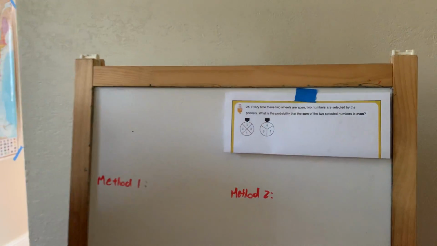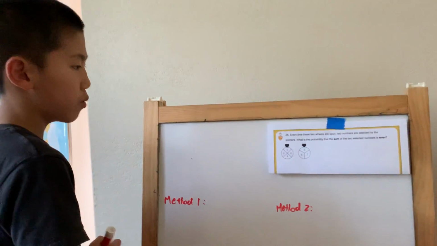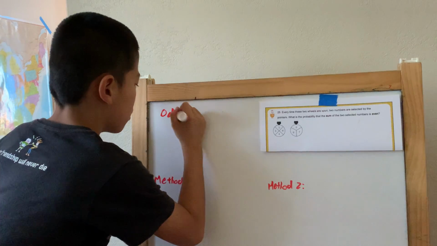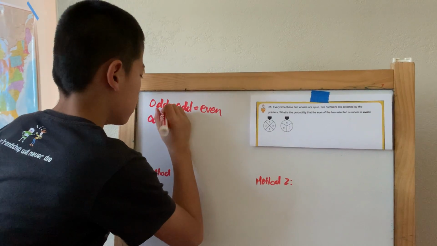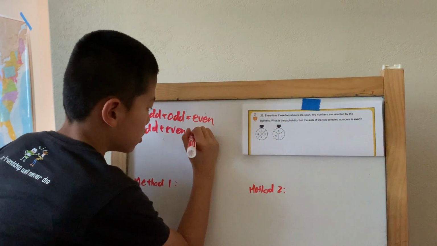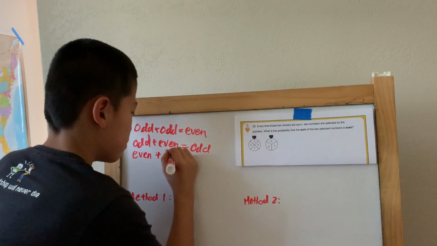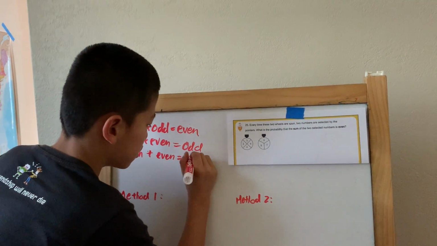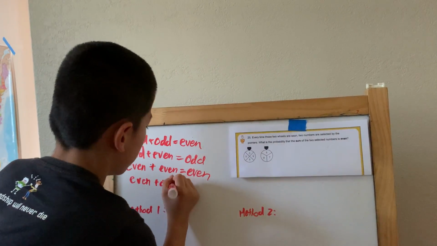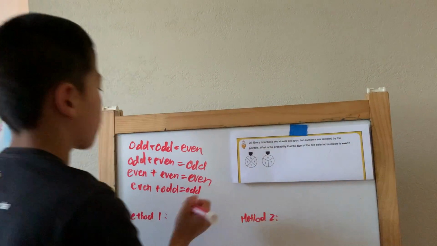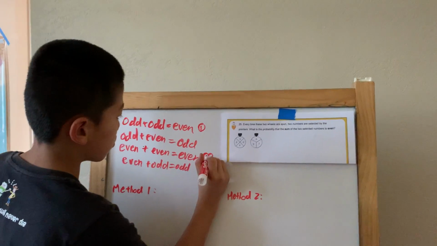Now, let's use even-odd analysis to find how the sum of two numbers can be even. So odd plus odd is even. Odd plus even is odd. Even plus even equals even. Even plus odd equals odd. Okay, so we see there's case 1, which is odd plus odd, and case 2, which is even plus even.